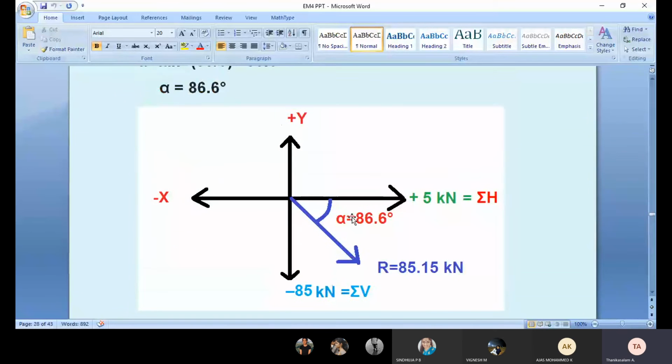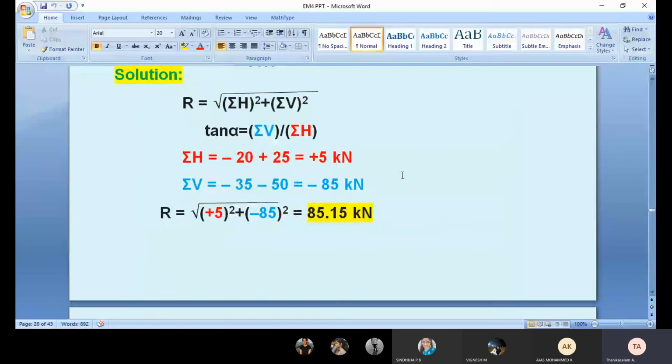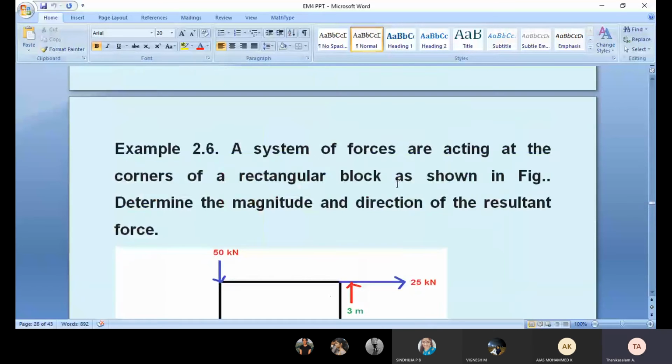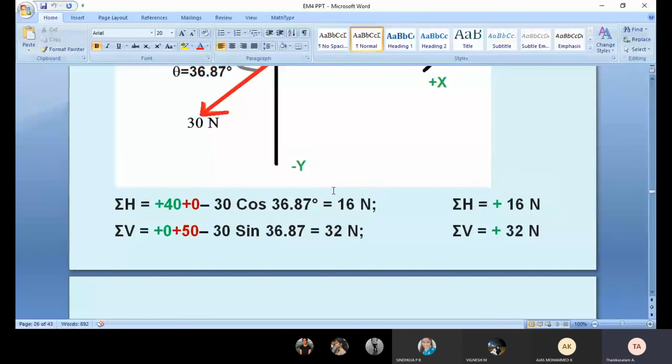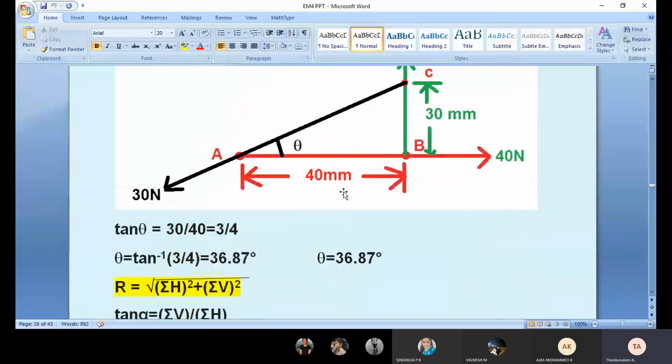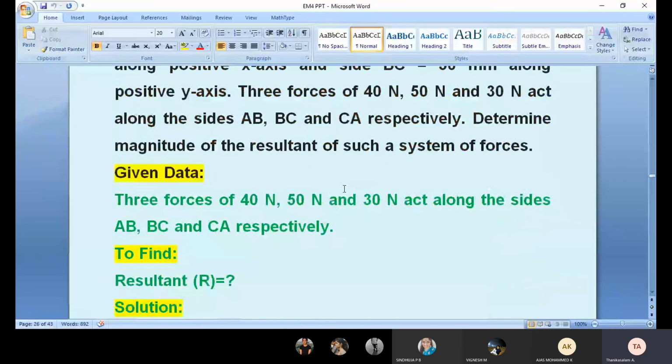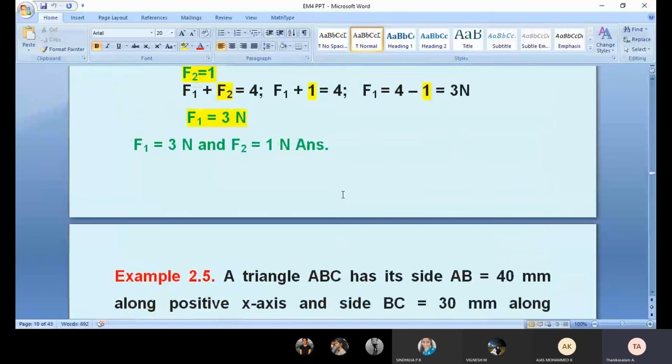So the resultant is lying in the fourth quadrant. Why? Because summation H is positive and summation V is negative. So we have discussed 3 problems. One is the resultant for 4 forces acting. One problem we will discuss in the next class because it needs more time. But I will send this PPT now. You have to go through it and explain next time when asked.